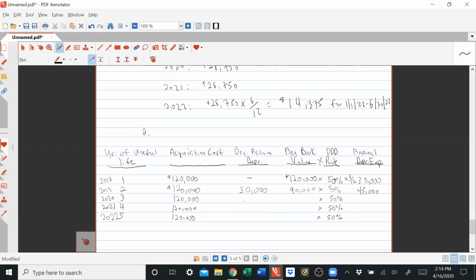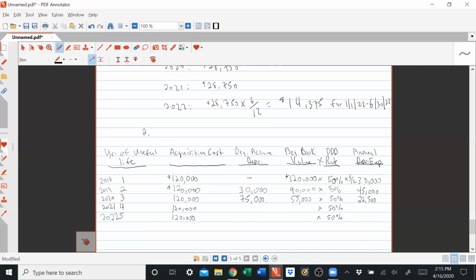All right, what's the balance in accumulated depreciation at the beginning of 2020? Well, it was 30 at the beginning of 2019, and during 2019 we put 45,000 in it. So now it has 75,000. What's the book value at the beginning of 2020? 120 minus 75, 55. What's 55,000 times the DDB rate? 22,500 is the depreciation recognized during 2020.